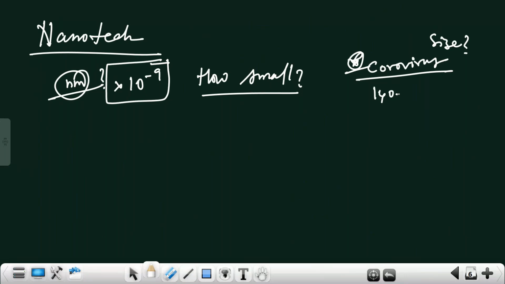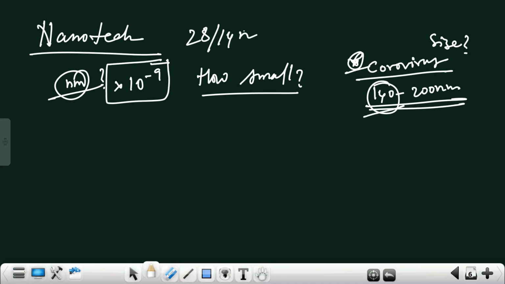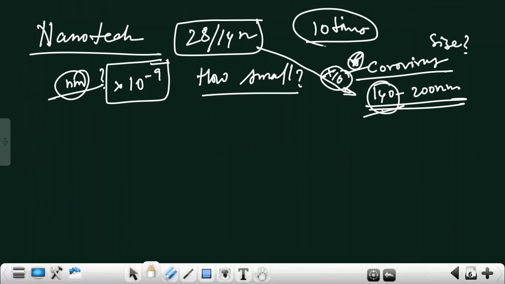So that is the latest variant. It is between 140 nanometer to 200 nanometer if you check, based upon different variants. So you can see 140 nanometer is a huge number compared to what we are working on recently in the company. Even here in the institute we have 28 nanometer and 14 nanometer designs, which is very small compared to this. How many times smaller? If we take 14 nanometer, it is 10 times smaller than coronavirus.